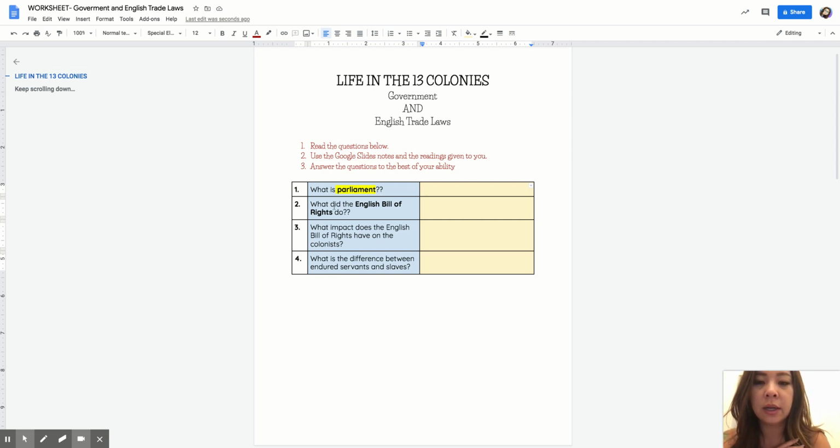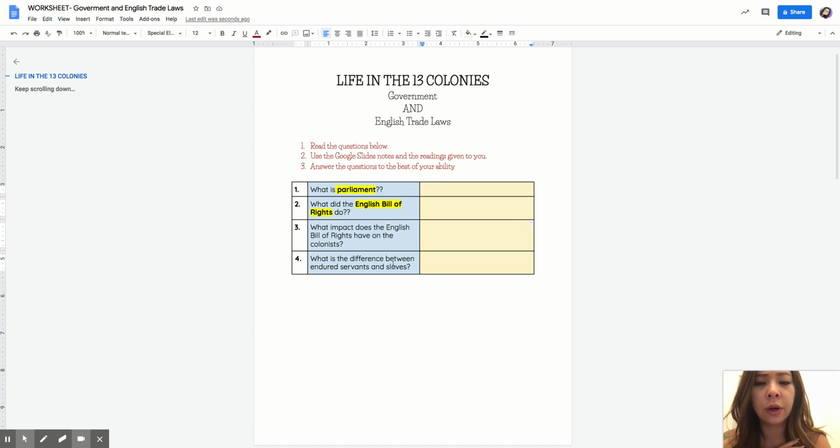So number 2 says, what did the English Bill of Rights do? You need to go into your Google slides, find out what it did, because we will talk about it, and then type it over here. And number 3 says, what impact does the English Bill of Rights have on the colonists? So what impact did it have? What did it do for them? You need to go find that out and type it in here.